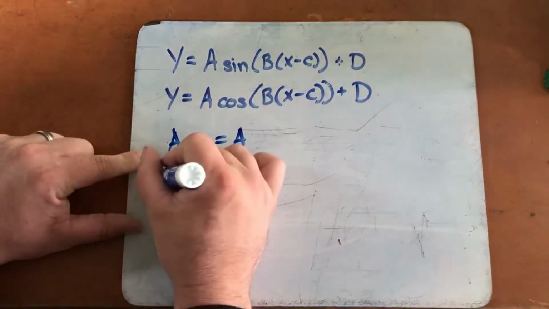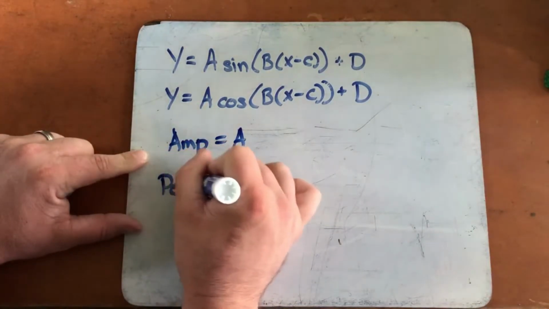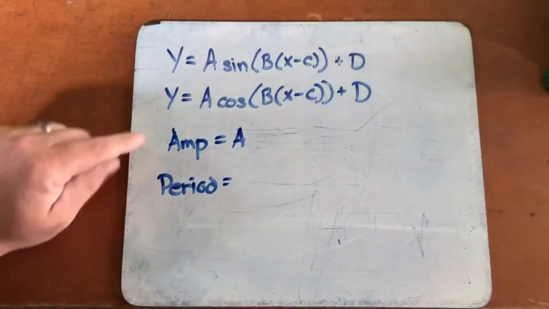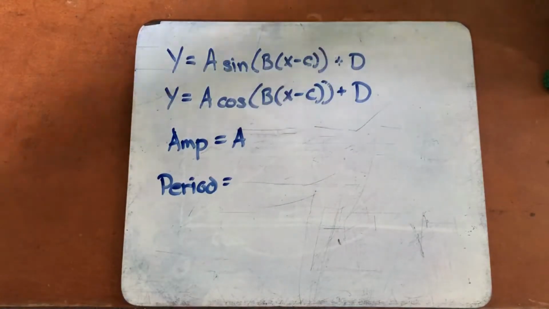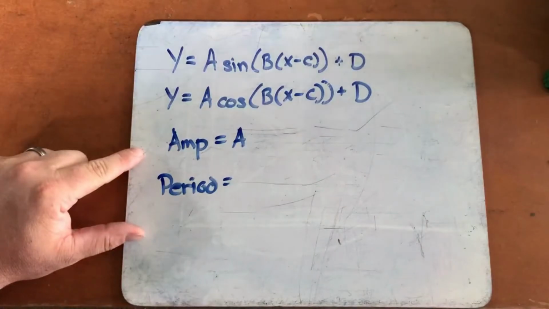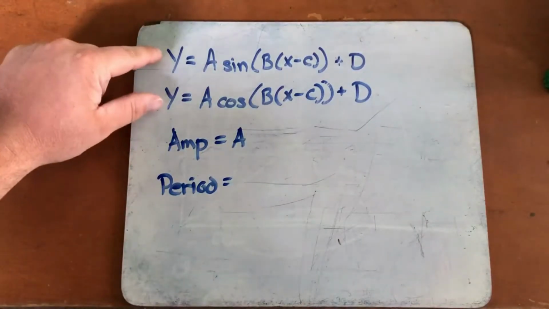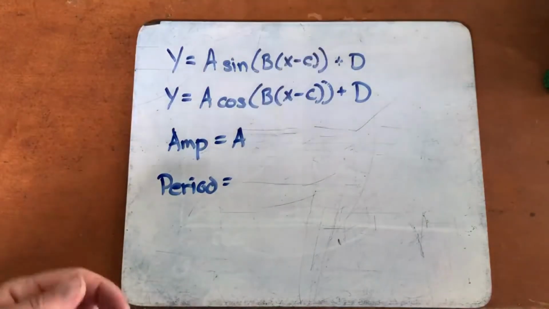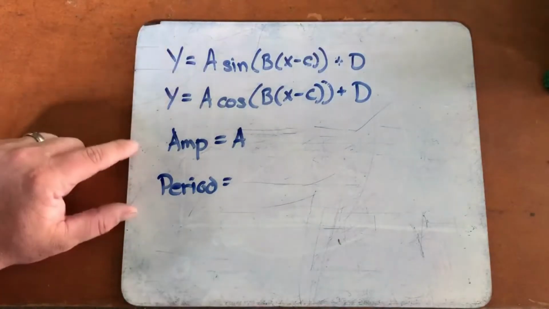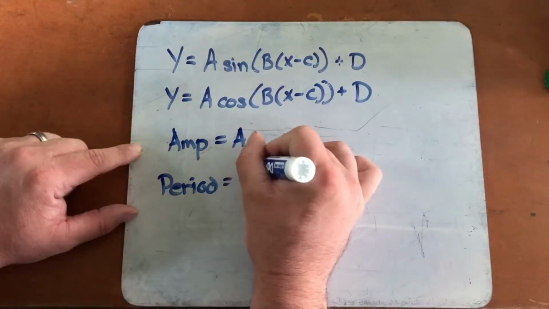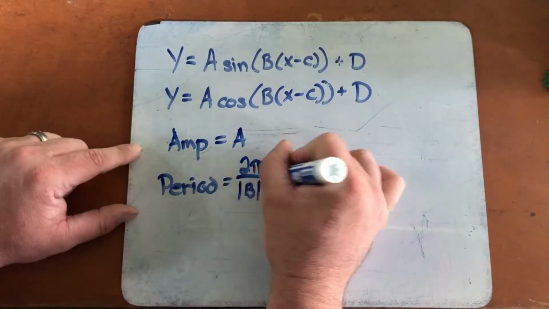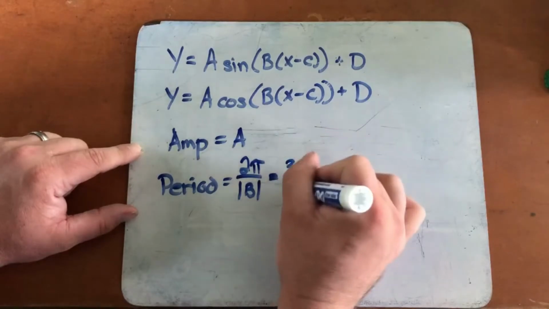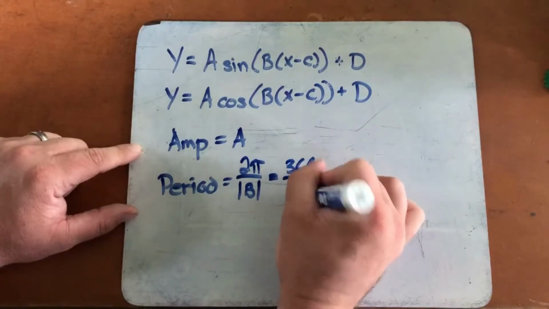Okay, my period is based on B, but it's not B by itself. To find my period, I have to take a full rotation. If the sine or cosine is in degrees, I would use 360. If it's in radians, I'd use 2 pi. So it's either going to be 2 pi divided by the absolute value of B, or 360 divided by the absolute value of B. That's how I find my period.